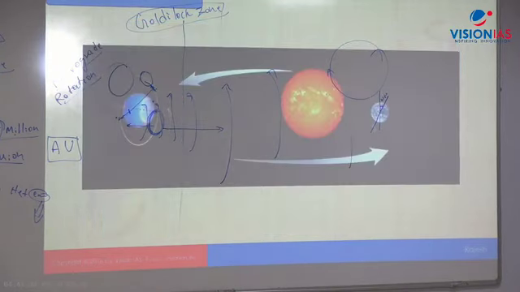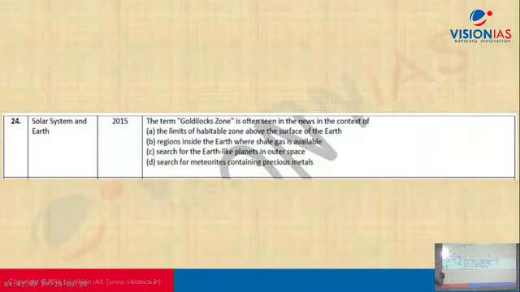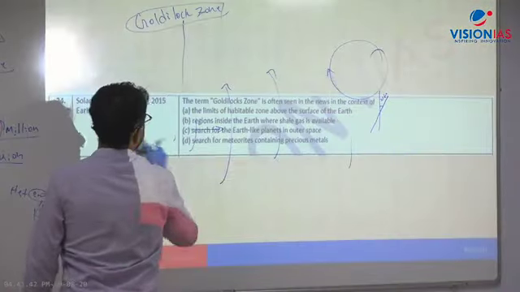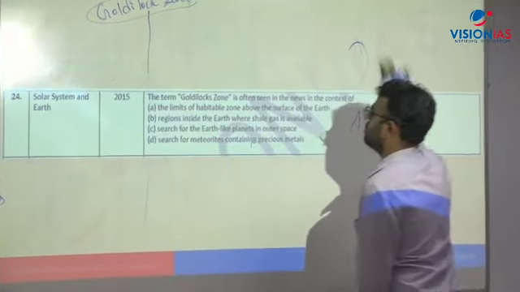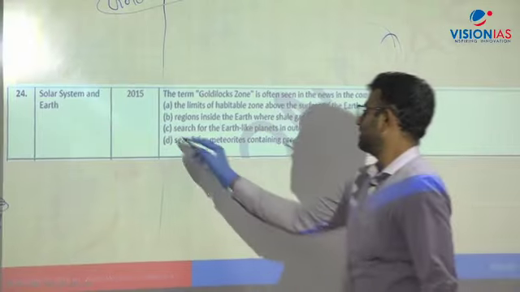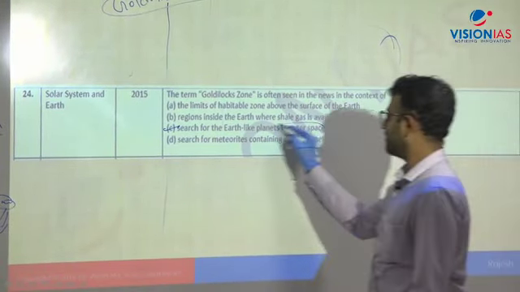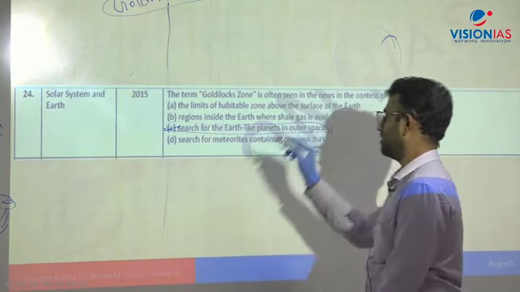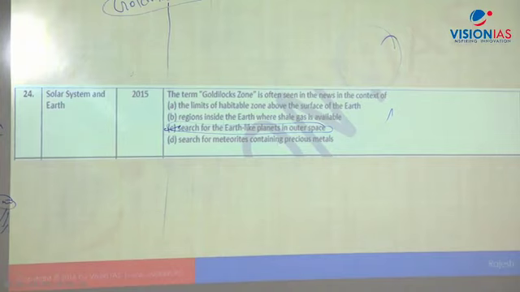So this question was asked in UPSC once in 2015. The term Goldilocks zone is often seen in the news in the context of what? It is in the search for Earth-like planets in the outer space. We can find Earth-like planets in these Goldilocks zones. Is that clear?